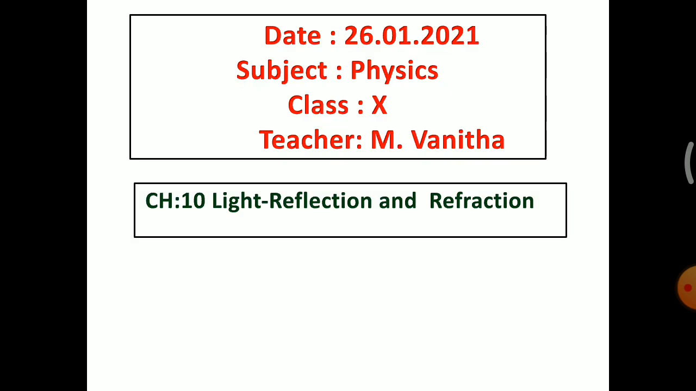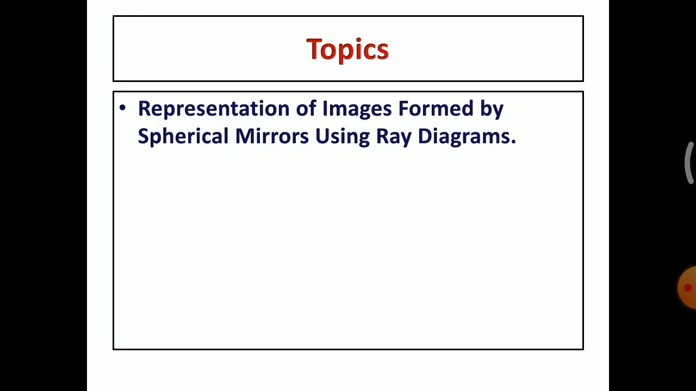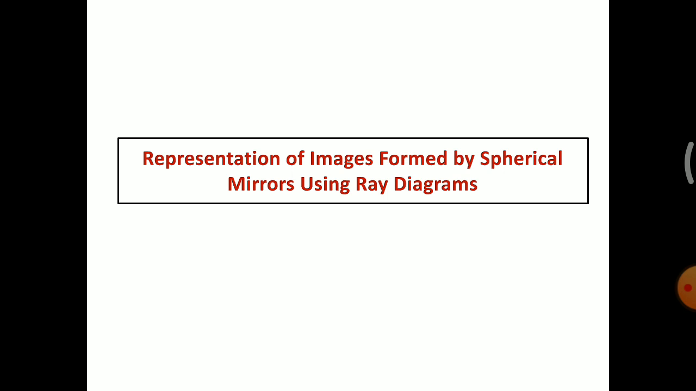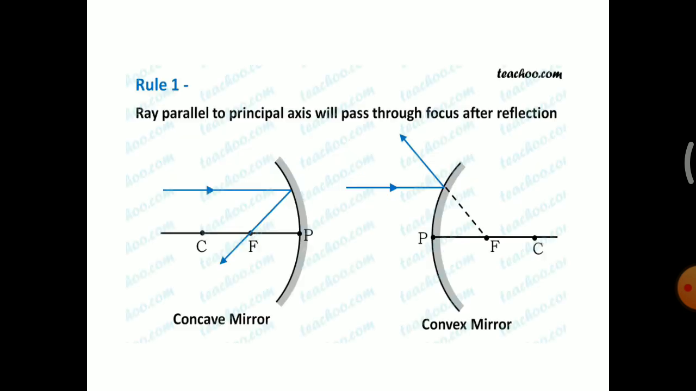Today, we are going to see the subject Physics, Class 10, Chapter number 10: Light, Reflection and Refraction. Topic: Representation of images formed by spherical mirrors using ray diagrams. Before going to see the topic, you have to know the four rules.